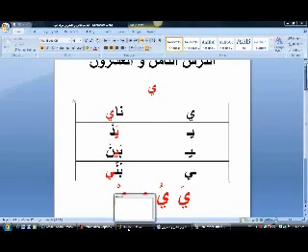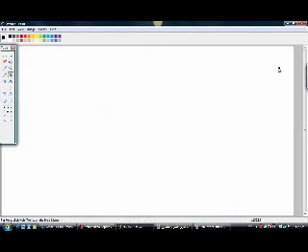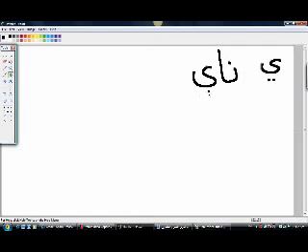Here is the ya by itself, it has two dots, and when it comes here, nai, flute, and when it comes at the beginning of a word, it's like that, as in the word yad, so this is ya and dal, yad.